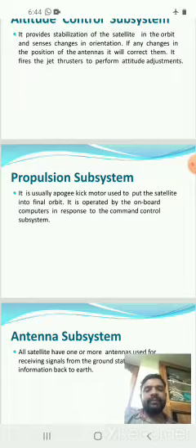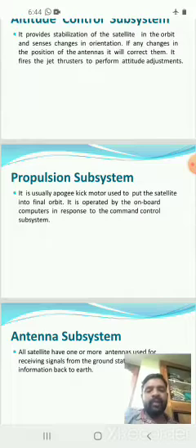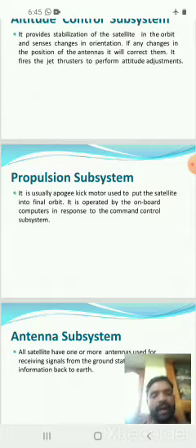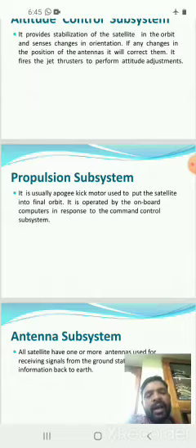Propulsion subsystem. It is usually an apogee kick motor used to put the satellite into its final orbit. It is operated by the onboard computers in response to the command control subsystem. The propulsion subsystem is used to launch the satellite into orbit. So this is controlled, operated by the onboard computers of the Earth station, and this command control system is used to respond to the propulsion subsystem.